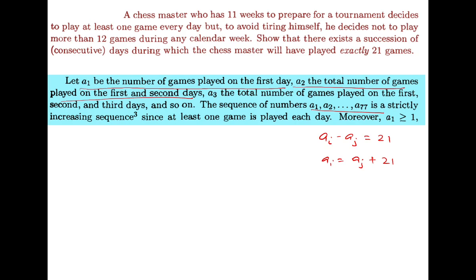This is one piece of information. The other information is that maximum in these 7 weeks he can play 11 times 12 games. So 1 is less than a1, which is less than a2, and so on, less than a77, which is less than or equal to 132. Now this sequence is nowhere close to letting us use the pigeonhole principle. This 132 comes because 11 multiplied by 12.